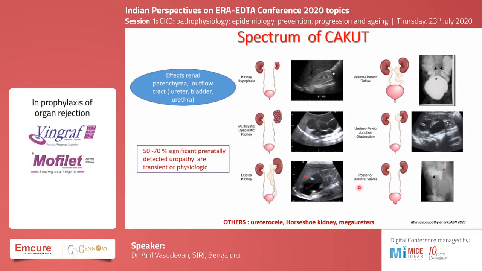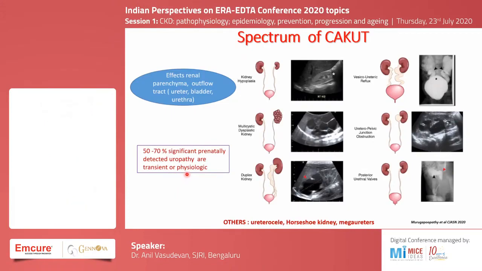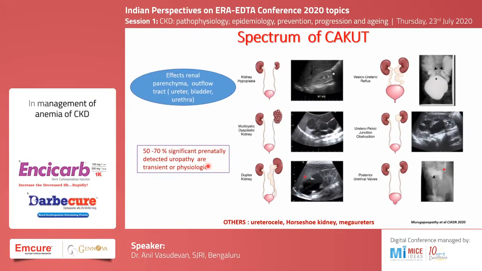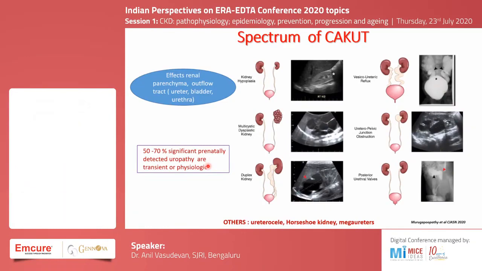So as you can see, it is very diverse, and fortunately, most of the anomalies that are detected antenatally are transient or physiological. But yet, we need to worry about the spectrum of anomalies in children, and I'll come to that in the later slides.